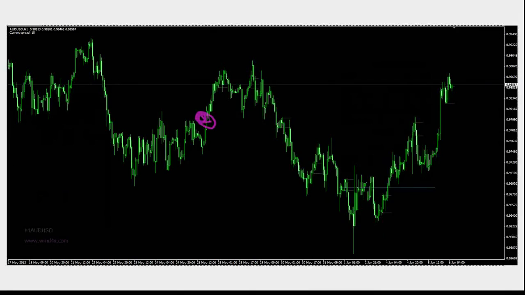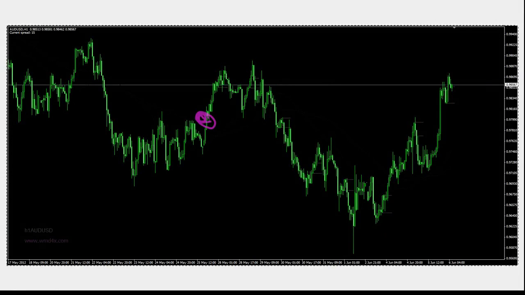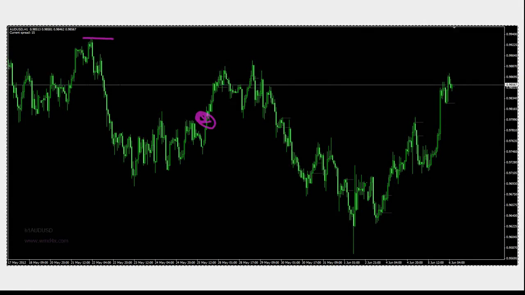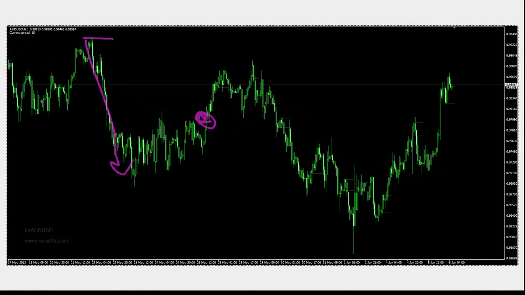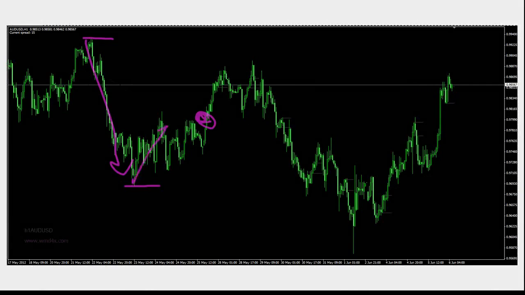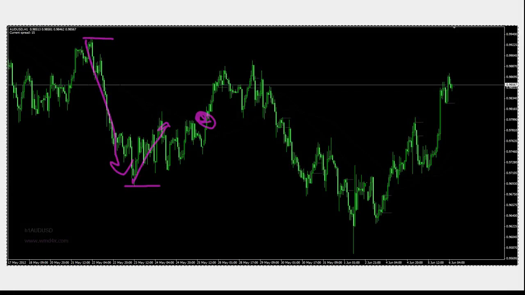You'd say, wow, look, when she hit that high there, look how deeply she fell, and look how hard she fell. She fell to the tune of a couple of hundred pips. When she hit this low here, look at this bounce that we've had. That bounce is a significant bounce. She's bounced 100 pips, and currently the price is here.